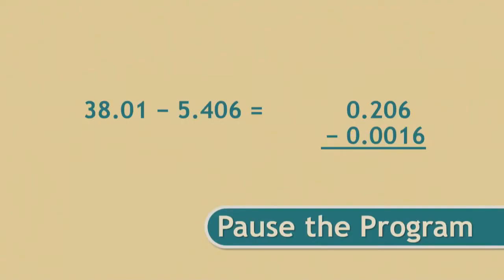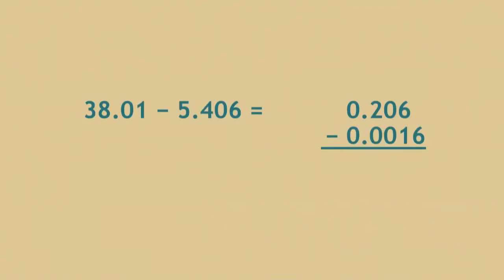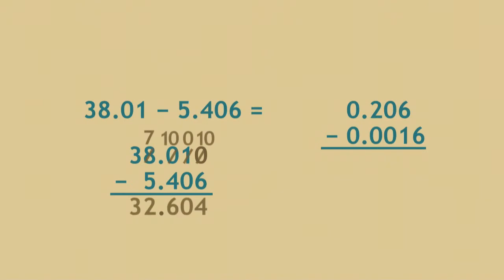And speaking of practice, I have 2 more problems for you to do. When they appear on the screen, pause the program, write them down, and work them out, and then resume the video to see if you got each of them correct. For this first one, let's write it vertically with the decimal points aligned. We need to annex a 0 onto the minuend, and then we can put our decimal point right down into the difference. Then the subtraction is similar to what we do with whole numbers, and our difference will be 32 and 604 thousandths.